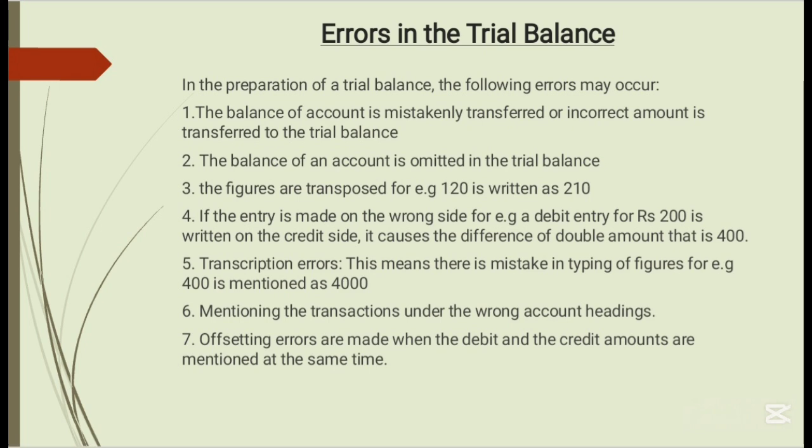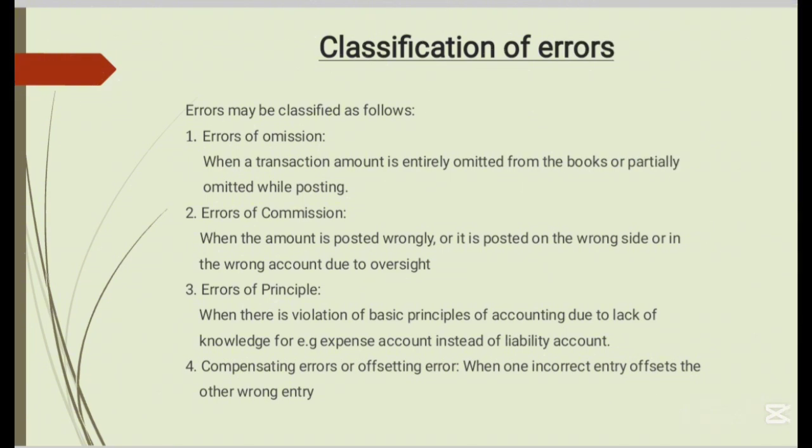5. Transcription errors. This means there is a mistake in typing of figures, e.g. 400 is mentioned as 4,000. 6. Mentioning the transactions under the wrong account headings. 7. Offsetting errors are made when the debit and the credit amounts are mentioned at the same time.